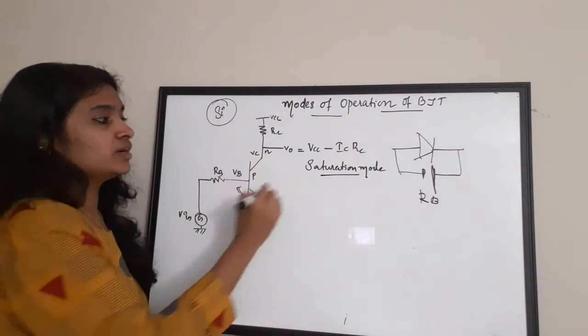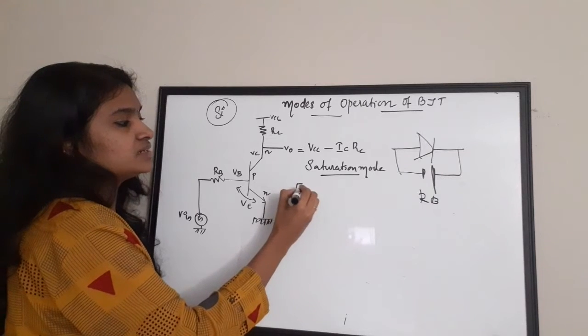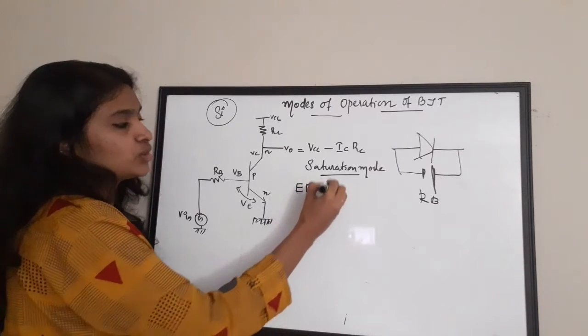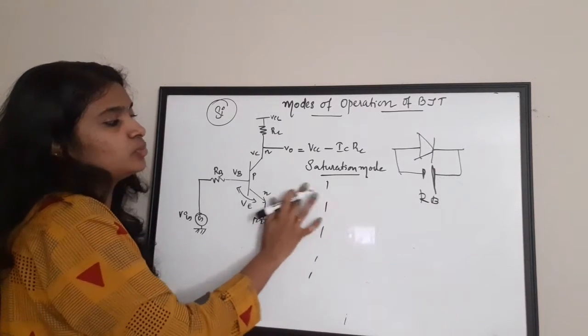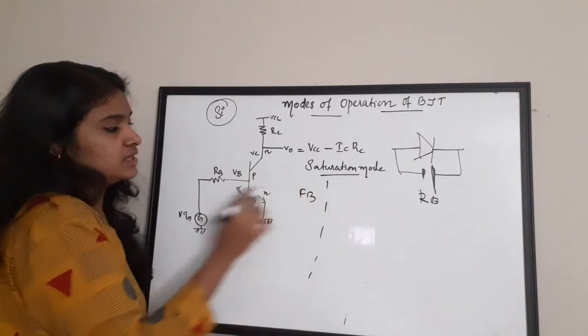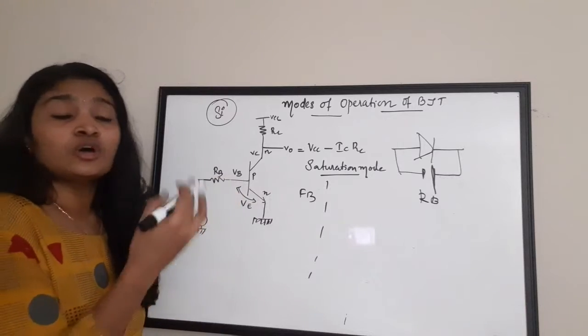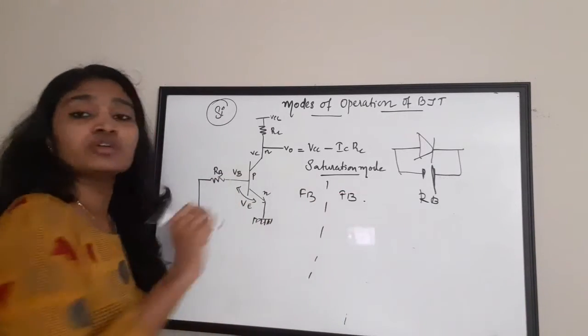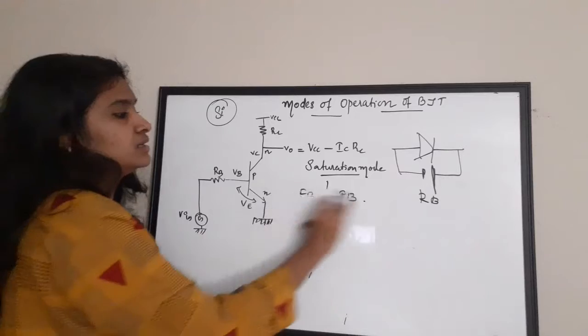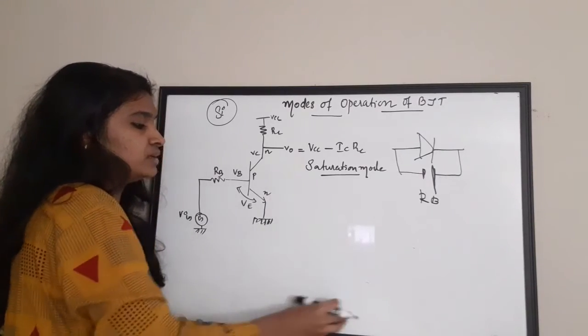Here again, what are the conditions? The emitter base junction, or the base emitter junction, is what bias? Forward bias. Here the junction is forward bias, and here also it is forward bias. So two forward biases we need. Keep that in mind. Let us see the conditions.